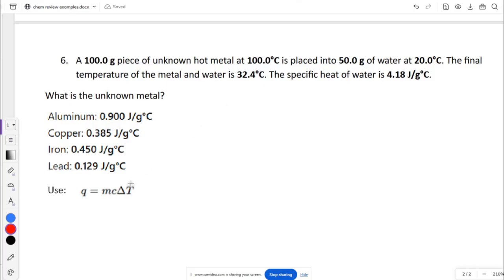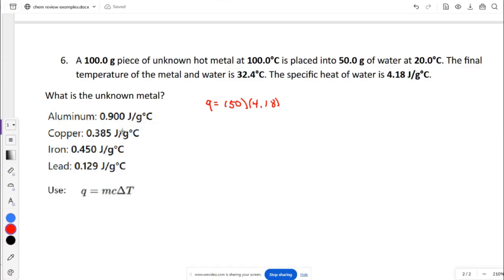So we're using the same equation. It's right here. But first we're going to do water. How much energy did the water gain? So Q is energy in joules. M is the mass. We should know that by now. Mass of the water is 50. 50 times the specific heat of water, which is right here, 4.18. That's why we're using water, because we know its specific heat.